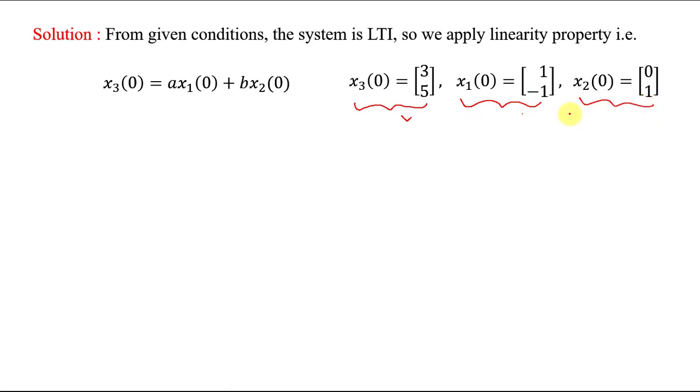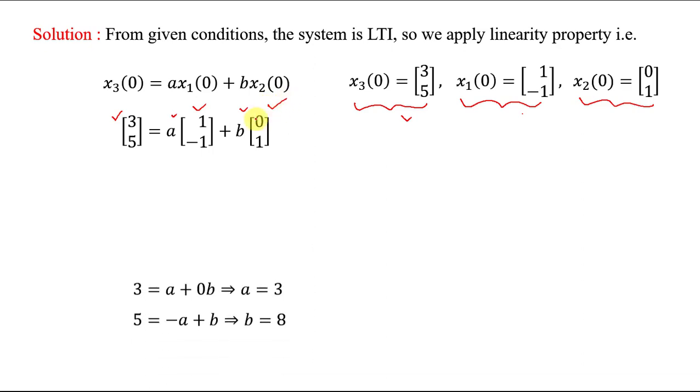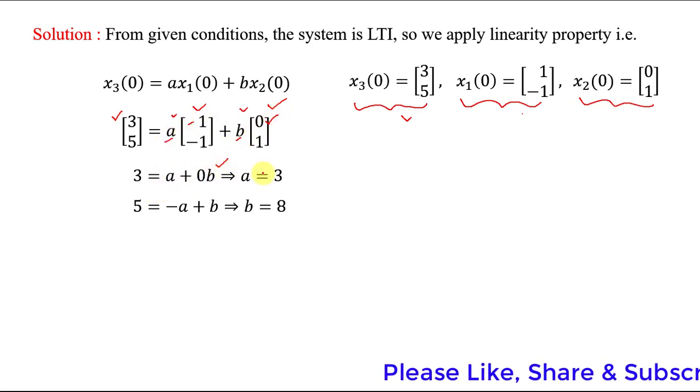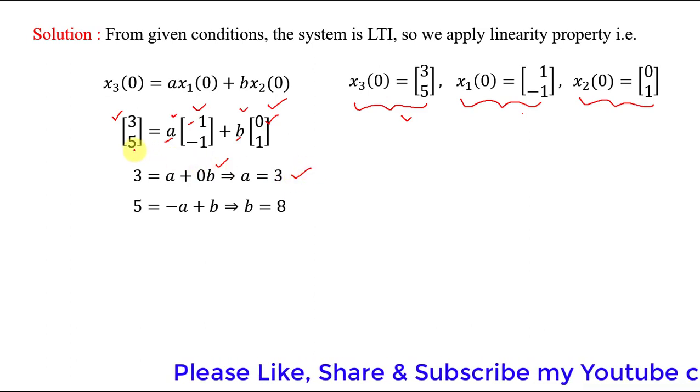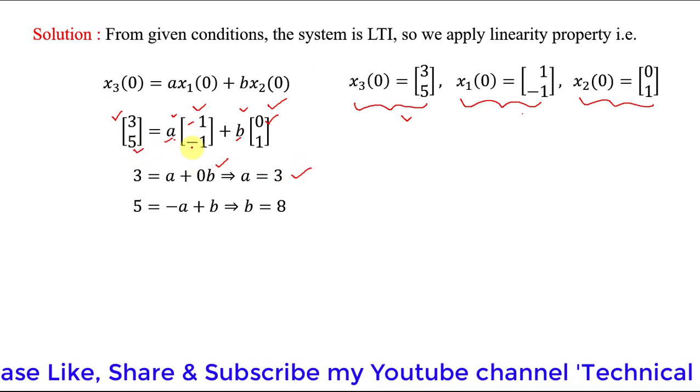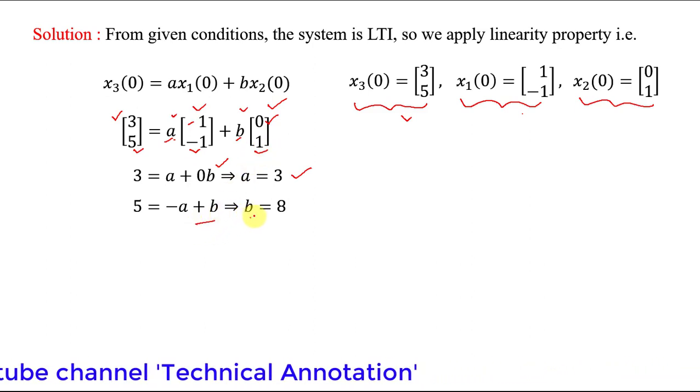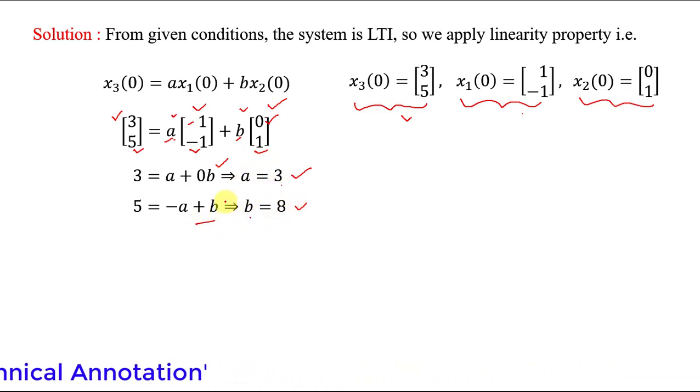So we will put the values: x3(0) equals a times x1(0) plus b times x2(0). So simply solve the equation. 3 equals a plus b·0, which means a equals 3, and 5 equals minus a plus b, so b equals 8 by putting the value of a.